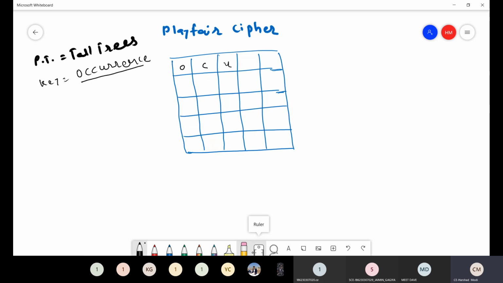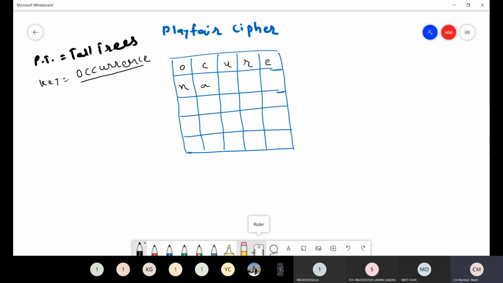The next is U, next is R, again R, so neglect it, do not consider it again. Next is E, then N, then again C and E, so there is no need to consider them again. Okay, so now the rest of the cells will be filled by the remaining letters of A to Z.